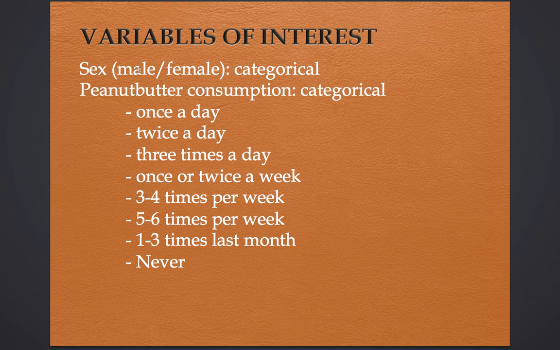The first one is sex, male or female, has two categories. The second one is peanut butter consumption. And that was categorized as once a day, twice a day, 3 times a day, once or twice a week, 3 to 4 times a week, 5 to 6 times a week, 1 to 3 times last month, or never, which is a total of 8 categories.